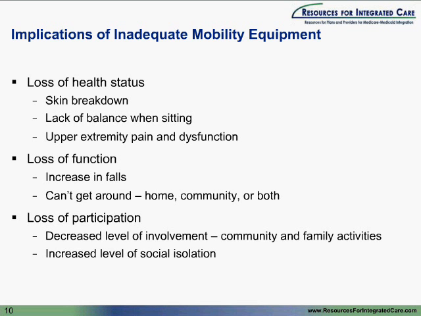So in impacting people's health, people's function, and people's level of participation, we found that paying very close attention to what wheeled mobility options are available, and very inclusively involving the participant and beneficiary in that process, has been key.